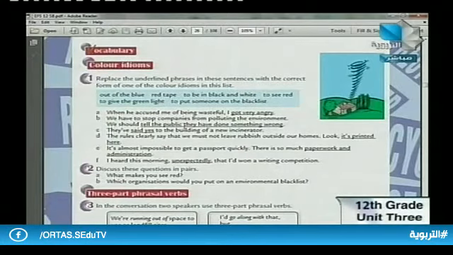But the colors have nothing to do with the literal meaning. They are idioms that refer to something metaphorically, which is what I want to say. Thank you, Ms. Reem.